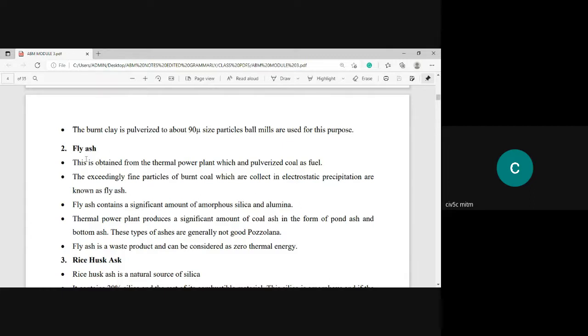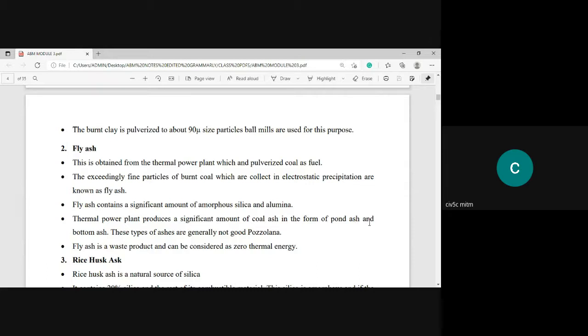Okay, and for this fly ash they do a controlled burning process, hence you get a good pozzolanic material. So please note this point. Okay, so as I stated, the thermal power plant also produces pond ash and bottom ash. This pond ash and bottom ash are not good pozzolanic materials, so they cannot be used as a replacement for cement. Please note this point.